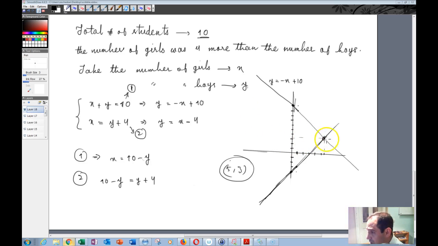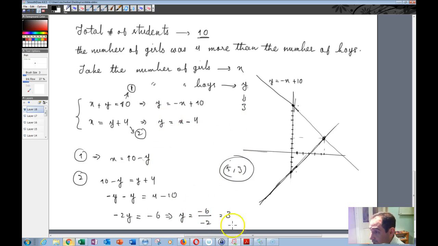I think I have made a mistake, because these two equations do have a unique solution. So let me see, x plus y is equal to 10, so x is equal to 10 minus y. And then over here, x is equal to 10 minus y is equal to y plus 4. Oh, okay, right. So here you can write negative y and take this y to the other side. Negative y is equal to 4 minus 10, and negative 2y is equal to negative 6. So y is equal to negative 6 by negative 2, which is equal to 3. So that means that the number of boys was actually 3.